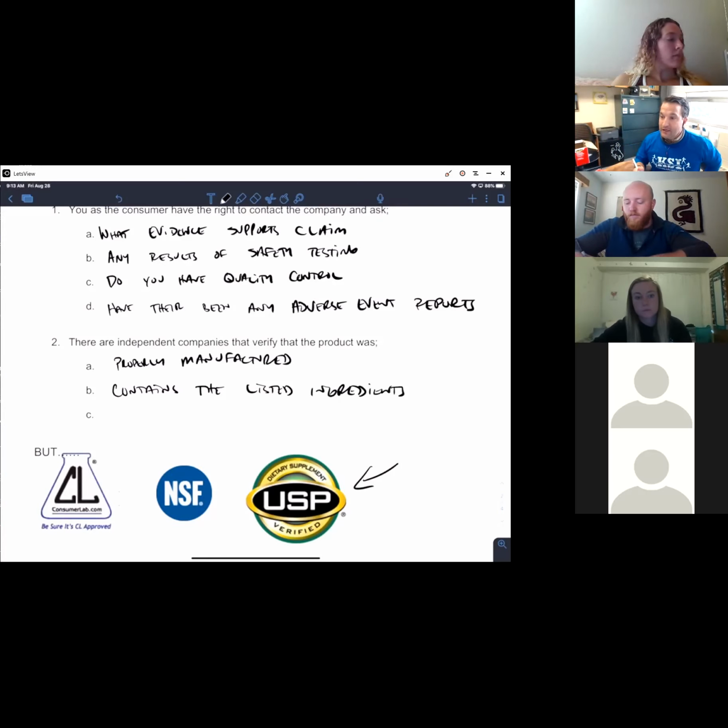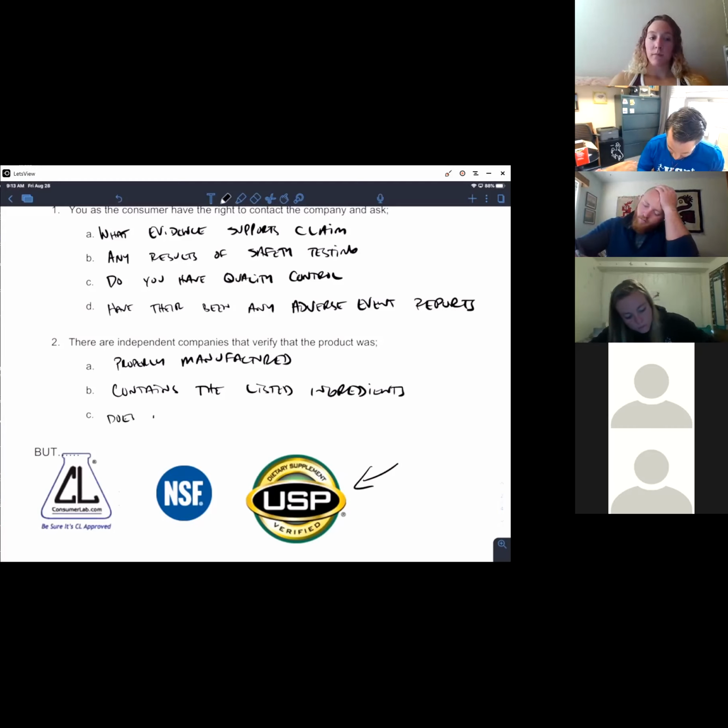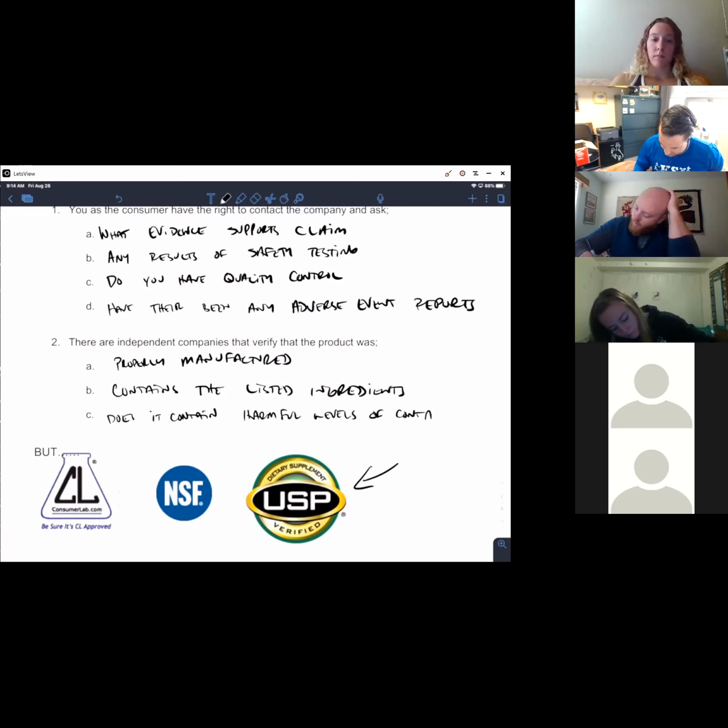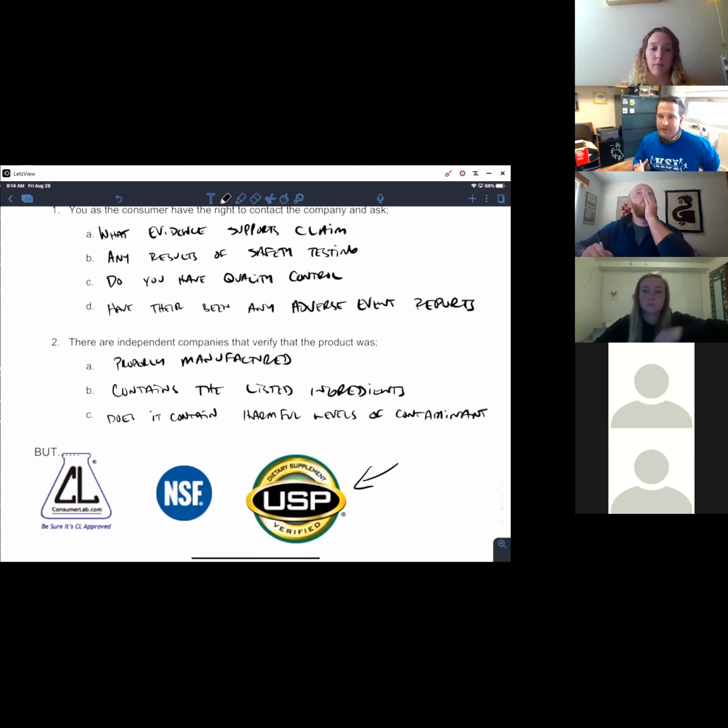Okay. Number 3, does it contain harmful levels of a contaminant? So does this have, okay, well, this might have a little bit of bleach in it, but is it too much bleach? That's what they're looking at here with some of these supplements. Is this an amount that would actually cause some damage, or is it just like a little sprinkling that has happened in there? And that's what they're looking at overall.